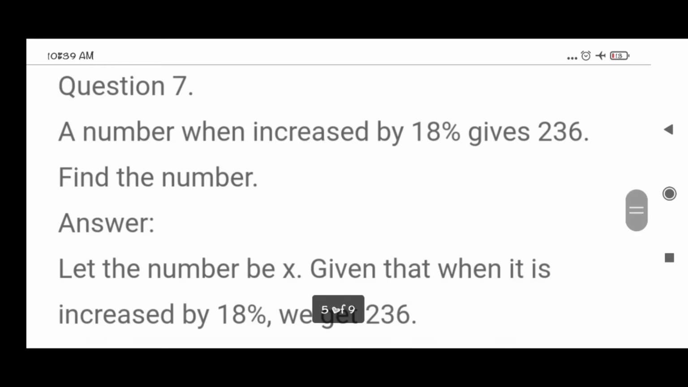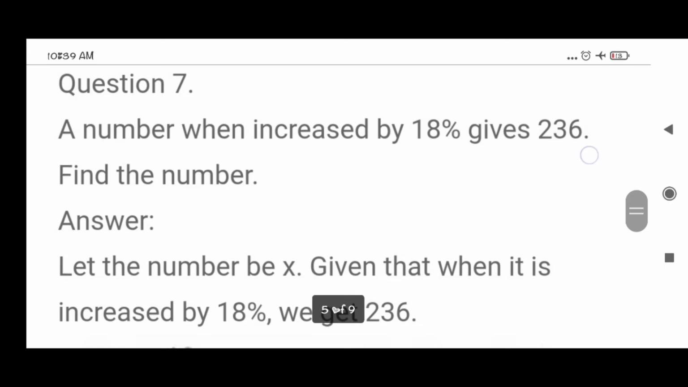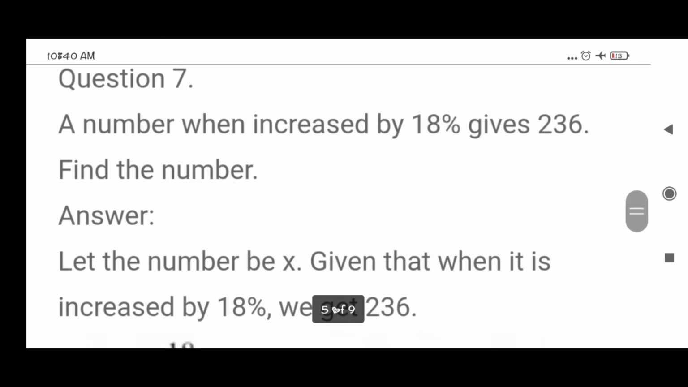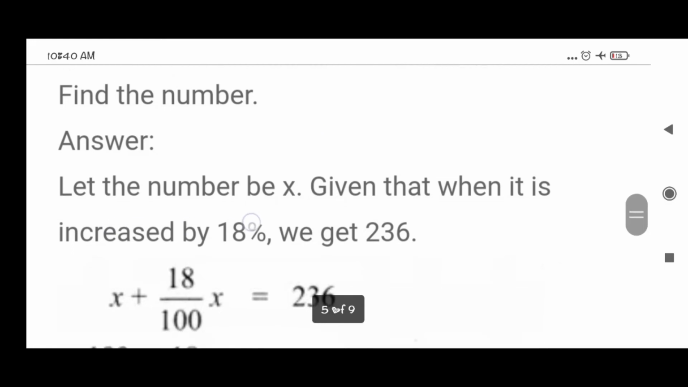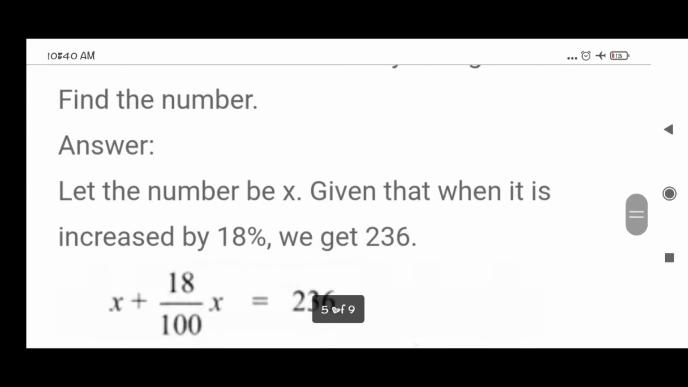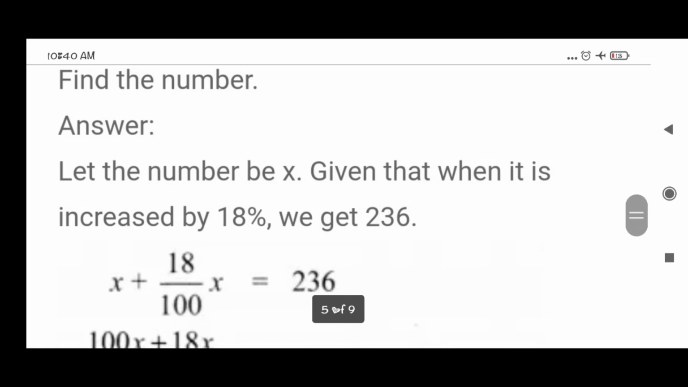Now the seventh question. A number when increased by 18% gives 236. Find the number. If the number is increased by 18%, the answer should be 236. Understand? While reading the word problem, you have to understand the question carefully. Now, let the number be x. Given that when it is increased by 18%, we get 236. We don't know the number, so we can always keep it as x.